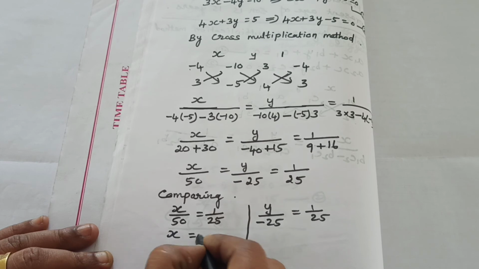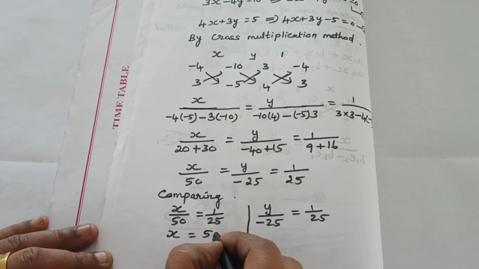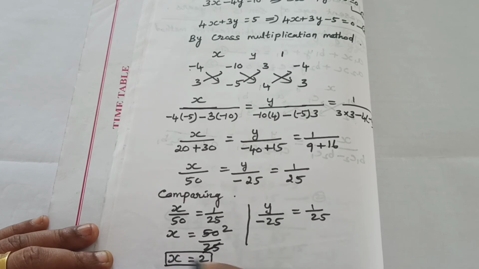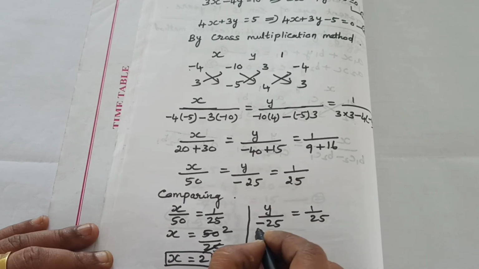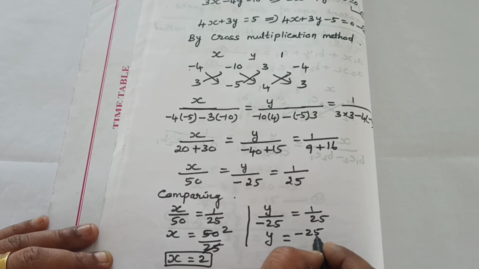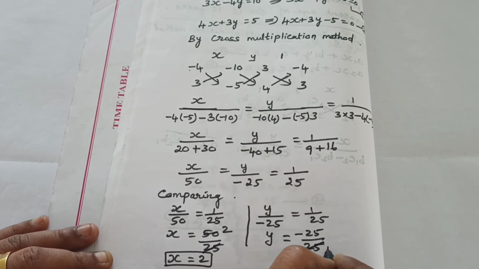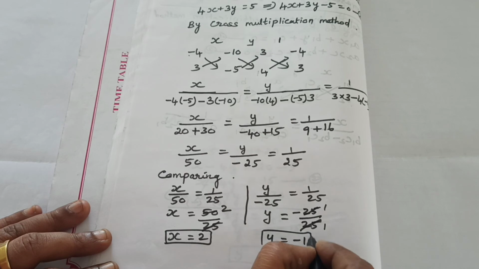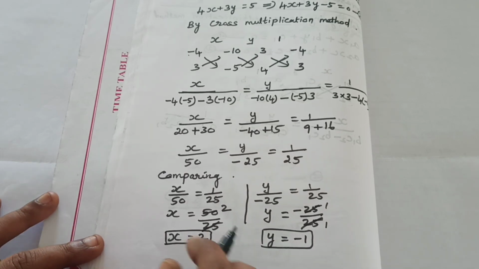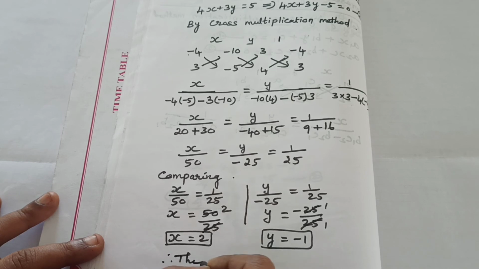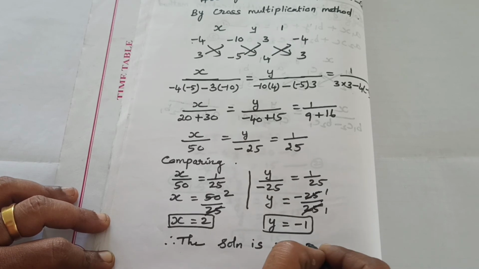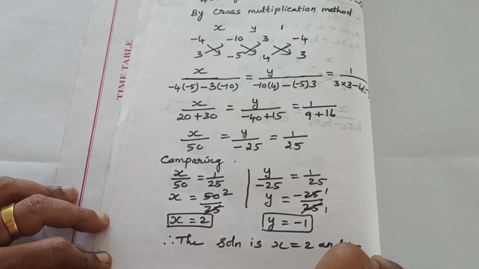So x equals 50 divided by 25. 25 ones are 25, 2 twenty-fives are 50. Therefore x equal to 2. One answer we got. Like that, y is equal to minus 25 divided by 25, which is minus 1. Correct? Therefore the solution is x equal to 2 and y is equal to minus 1.